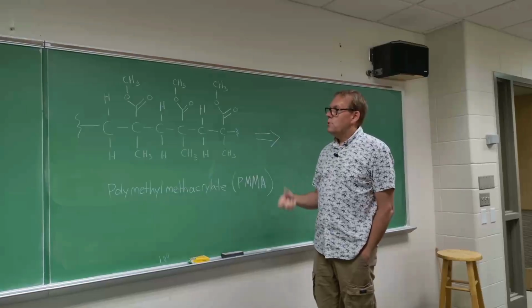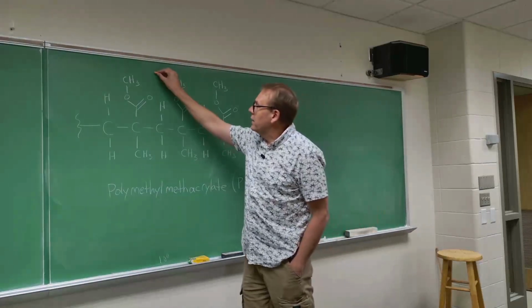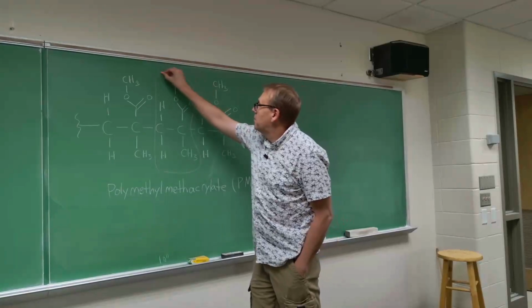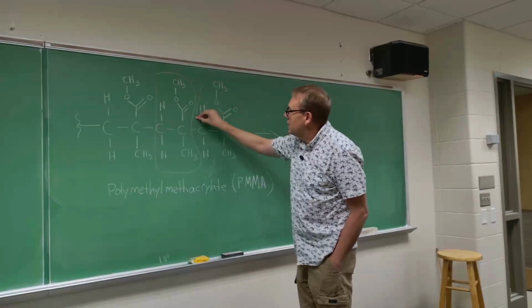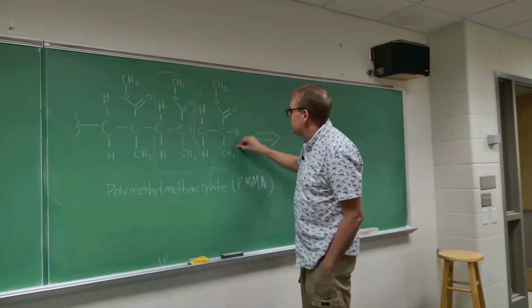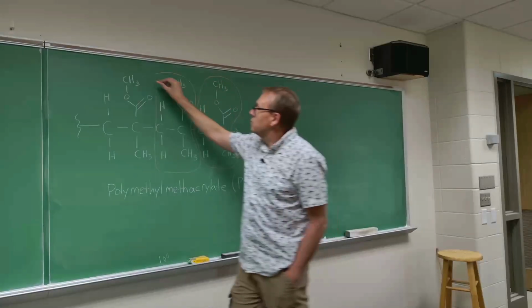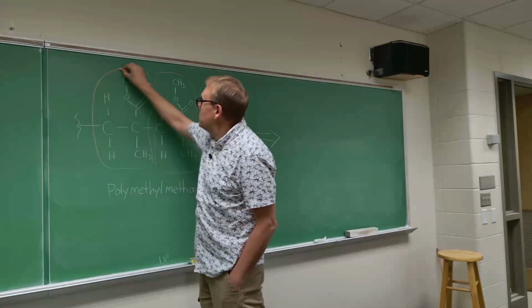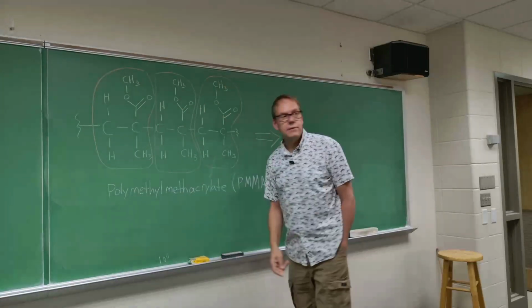So the smallest repeating bit is this part right here, and I'm just going to lasso out the one in the middle. But really, each one of these represents, I'll do the other ones as well, another monomer. Each one of these circled regions that I'm highlighting comes from a monomer unit, and it's all the same monomer.